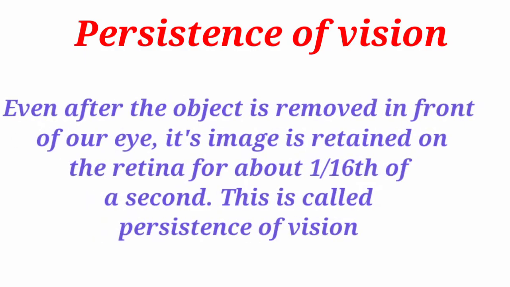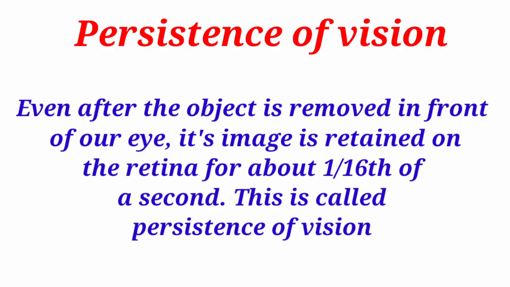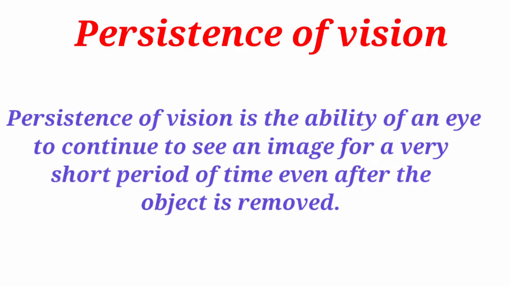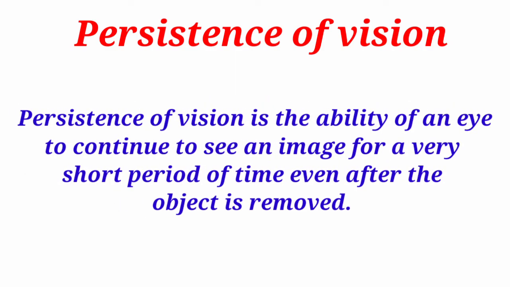Now the next topic is persistence of vision. Children, even after the object is removed from in front of our eye, its image is retained on the retina for about 1/16th of a second. This is called persistence of vision. It means persistence of vision is the ability of the eye to continue to see an image for a very short period of time even after the object is removed.